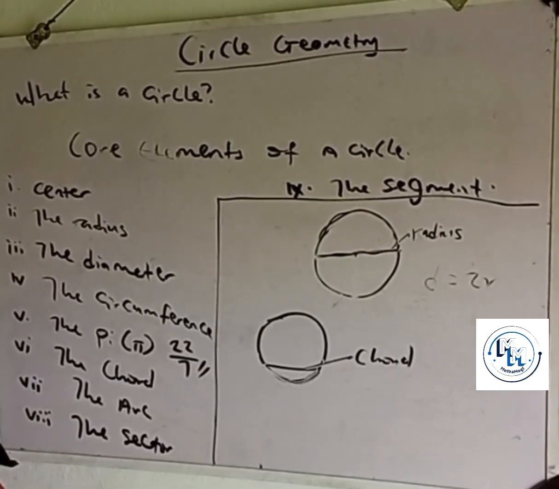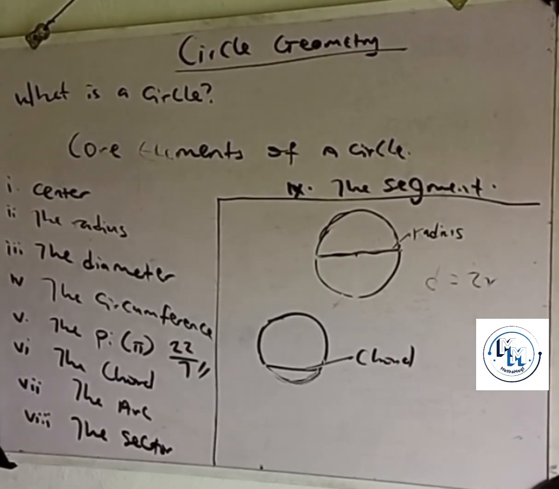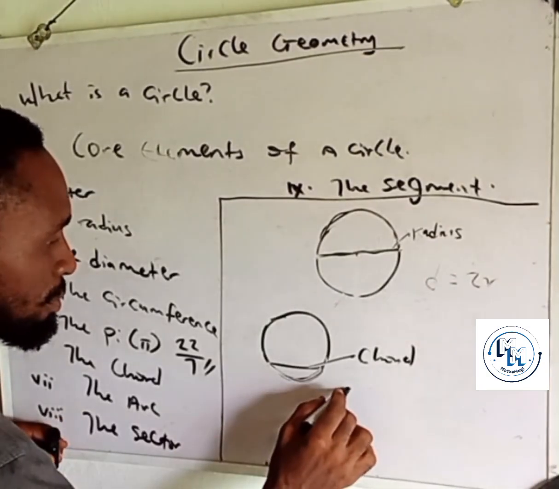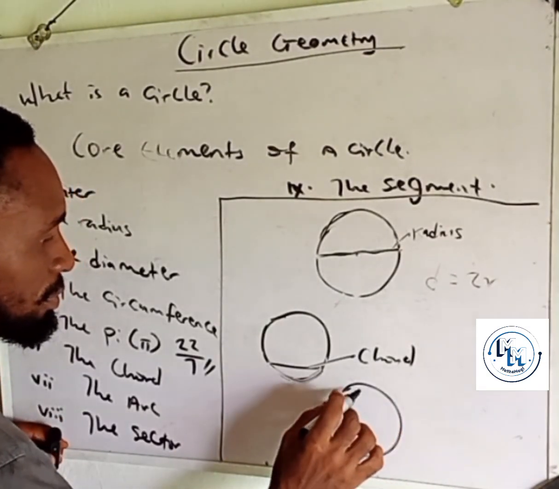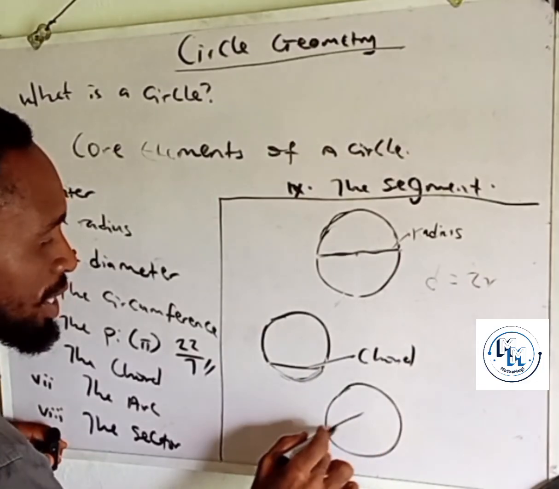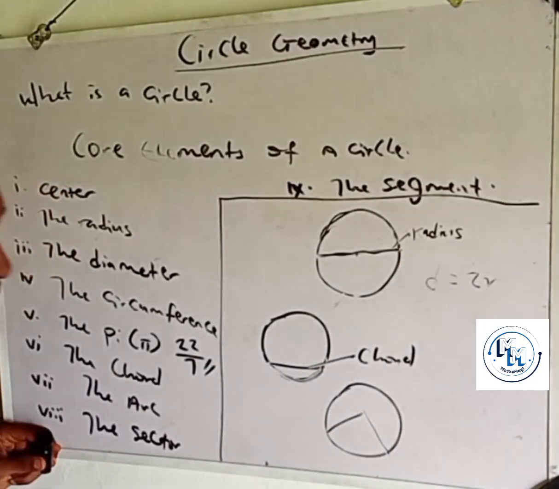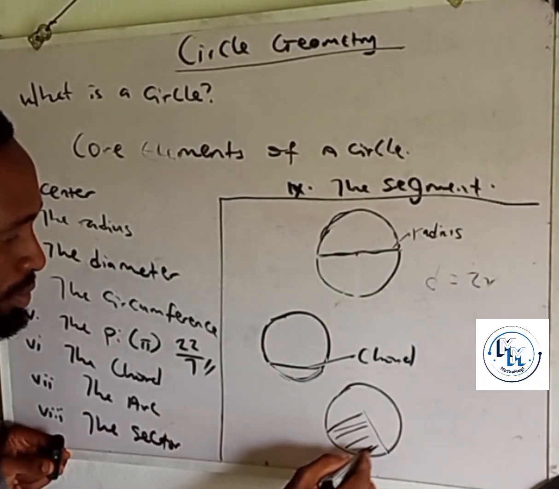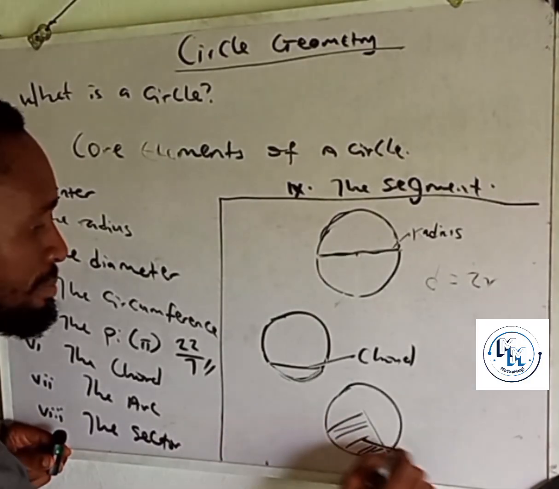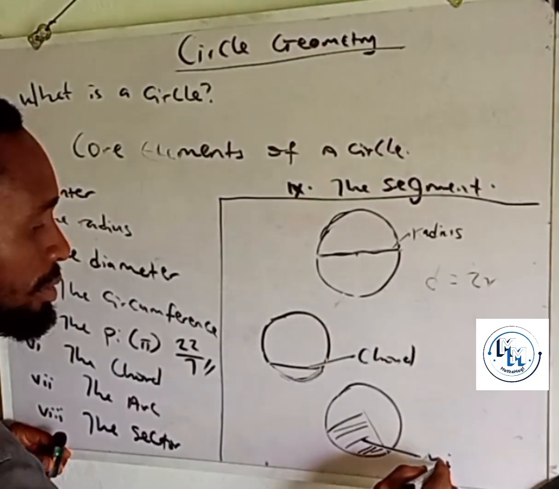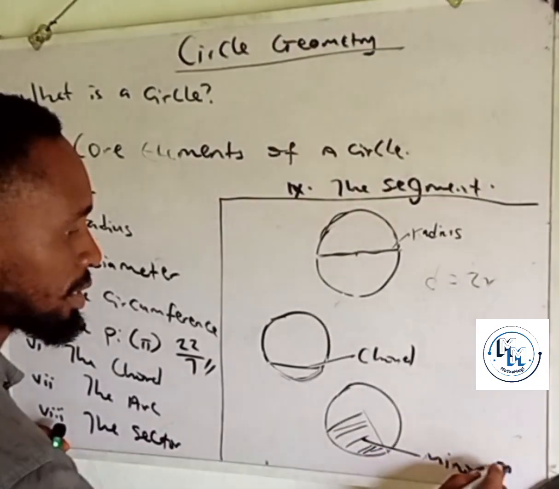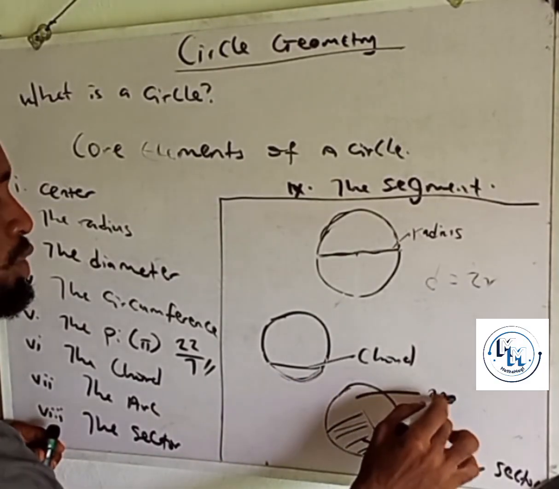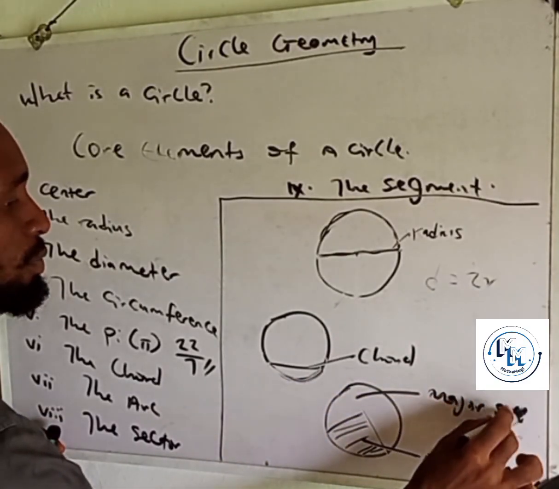Also, in a circle, we have something called the sector of a circle. A sector of a circle is formed by 2 radii and an arc. This is a sector of a circle. This is actually what we call the minor sector. While here, this other part is called the major sector.